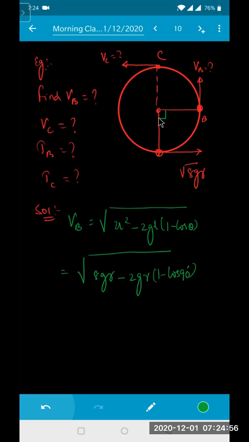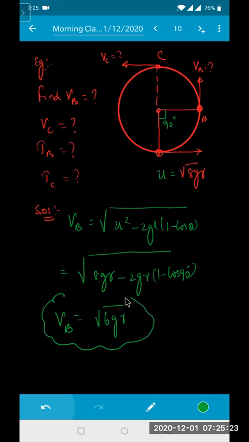Cos 90 is 0, right sir. You are going from here to here. This will be 90. This is 0. So this will become the same, how much? Can you tell me? Root over 8g, whole square. This is 0. Final how much you are getting? Under root of 8 minus 2. This will become 6gr. So velocity at point B is equal to how much for me? Root of 6g into r.